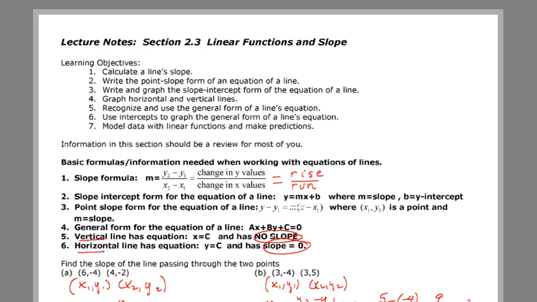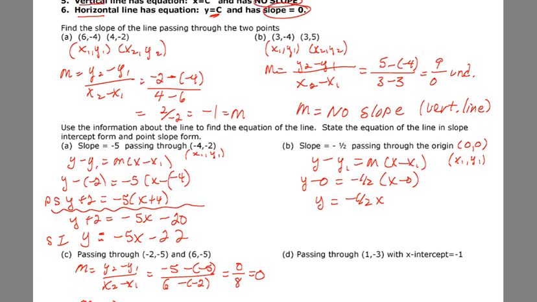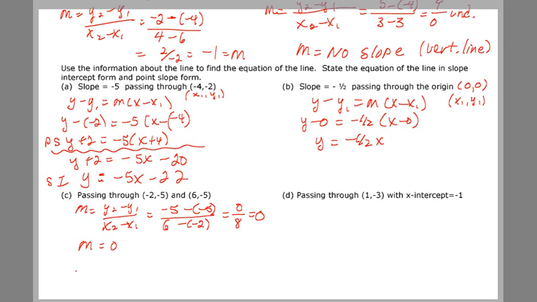What type of equation does a horizontal line have? It's y equal to a constant. So in this case, my equation is going to be a horizontal line with y equal to a constant. And what's the constant going to be? Well, it's the number in the y position, that constant of negative 5. That one's a little different.